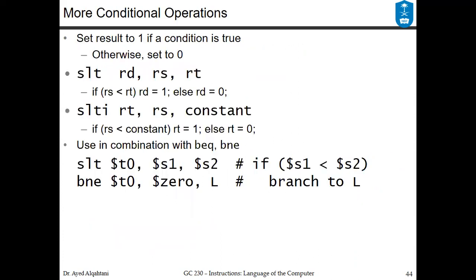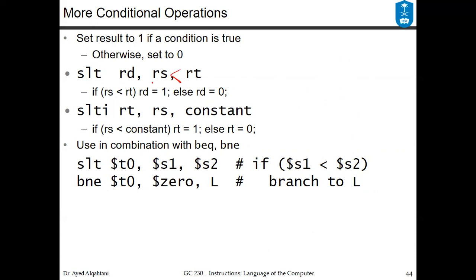Now, here are more conditional operations. We have the set less than. Before, when we talked about the branch, there was always equal or not equal. These are the ones that we worked on so far. But what if we have less than or equal, greater than or equal? What to do with this? If we have these, we can make use of the set less than. The set less than instruction compares those two.